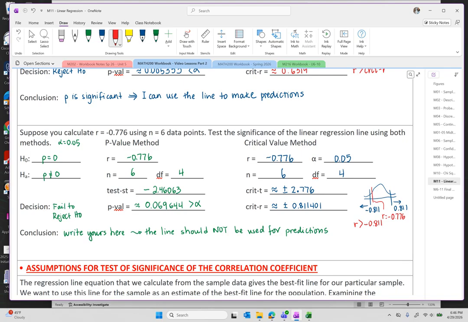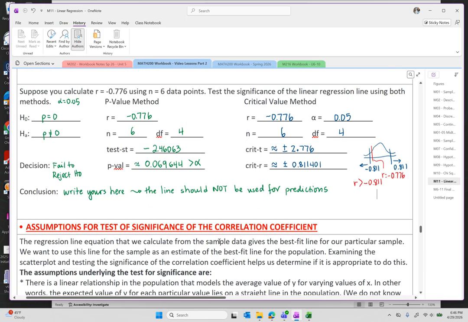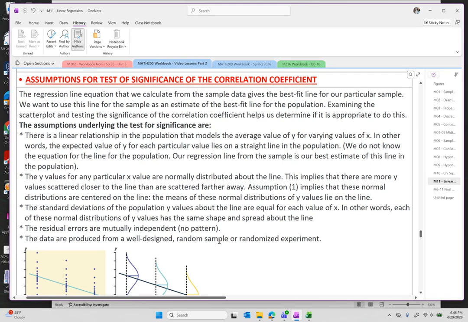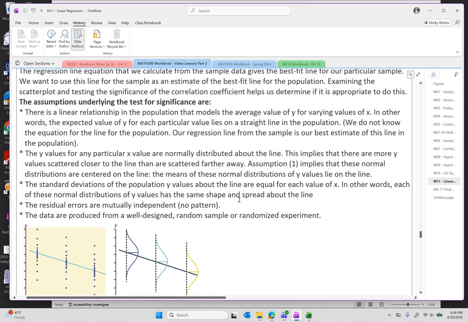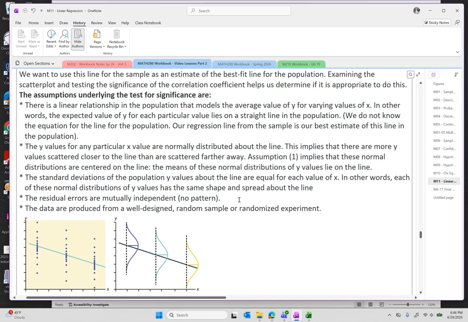And at the 5% significance level, we cannot support the claim that there is a linear correlation between the two variables, and therefore the line should not be used for predictions. Now, when you are doing a test for significance of the correlation coefficient, you calculate the line from the sample. This is a line of best fit. We want to use this line for the sample as an estimation for the best fit line of the population. But examining the scatter plot and testing the significance of the correlation coefficient will help us determine if it is an appropriate model to do this.